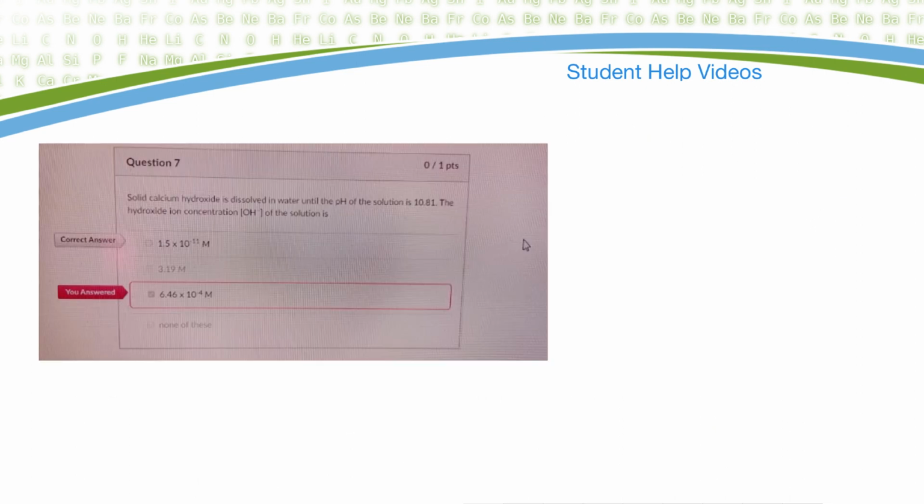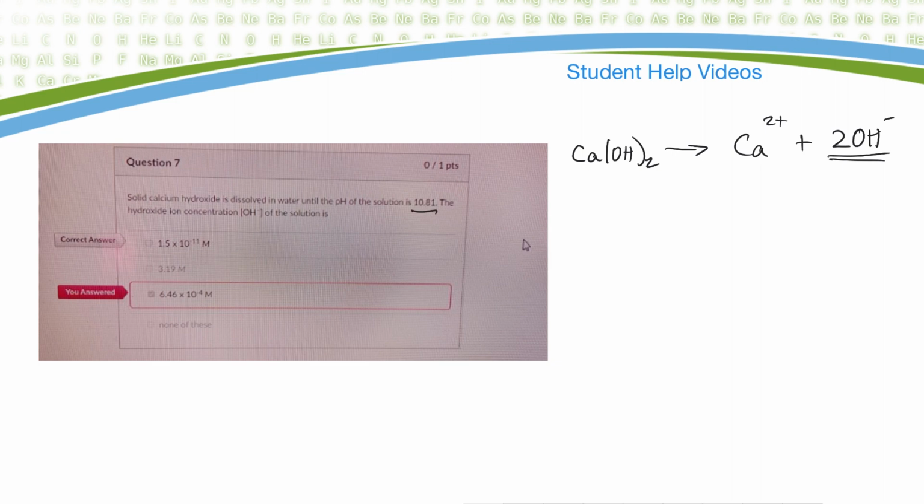All right, in this next question, this says solid calcium hydroxide dissolved in water until the pH of the solution is 10.81. The hydroxide ion concentration of the solution is, okay, so here we have to be careful because calcium hydroxide is Ca(OH)2. So when I dissociate that, you get calcium ions, but you also get 2 hydroxide ions. And that 2 is going to make a difference.